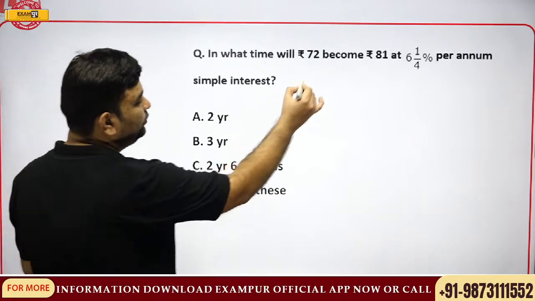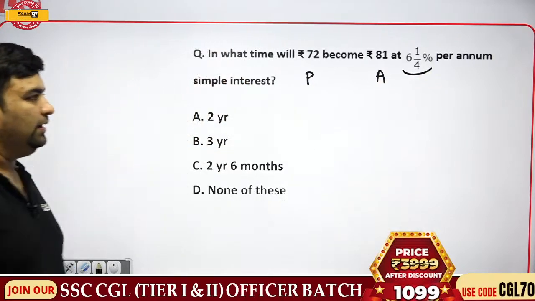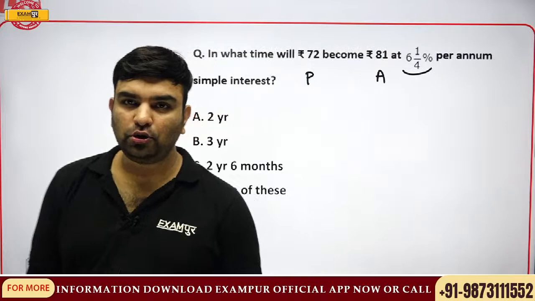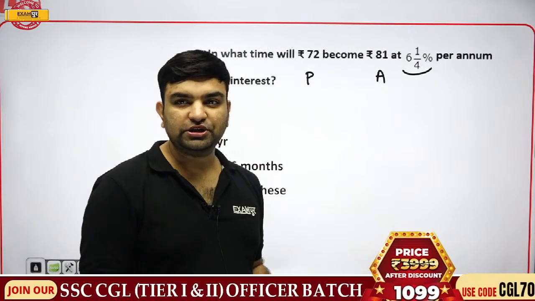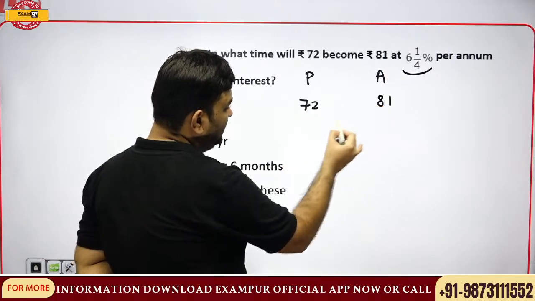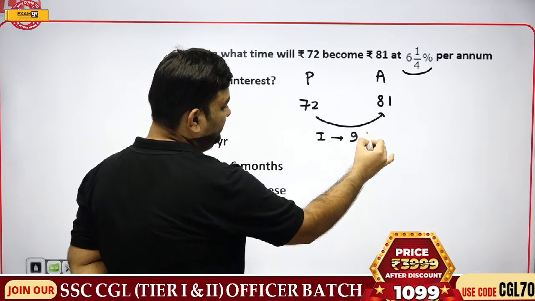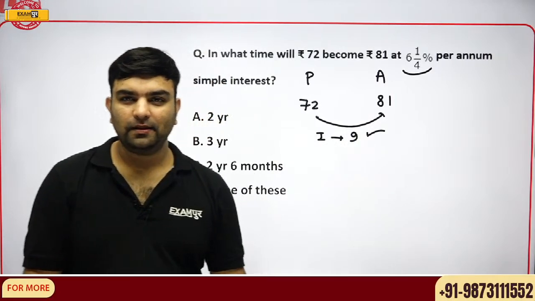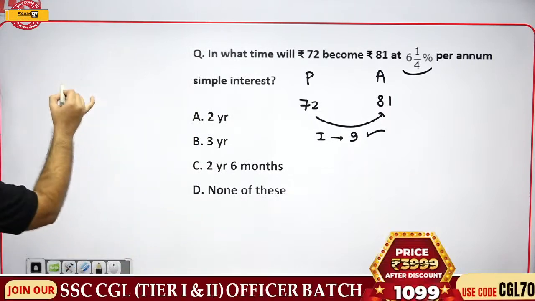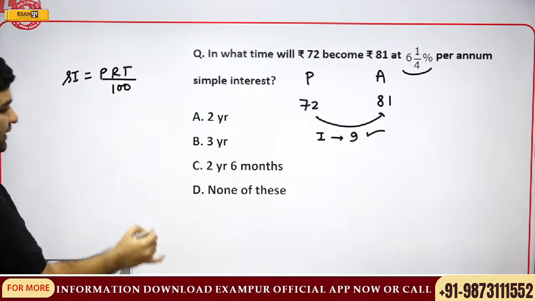Principal of 72 becoming amount of 81 with this rate, in how much time? Principal of 72 becoming amount of 81 means interest is 9 rupees. And you know that SI is equal to PRT upon 100. Simple interest is PRT upon 100.